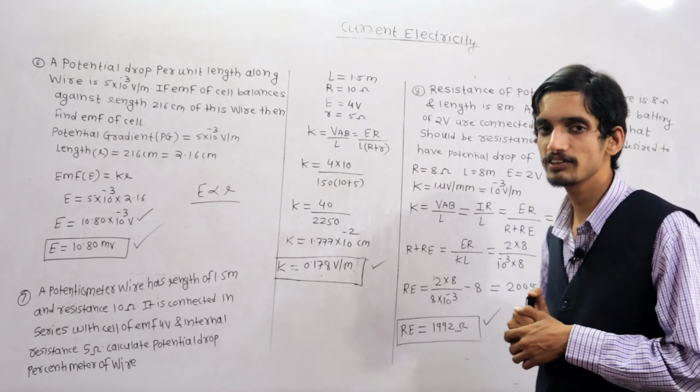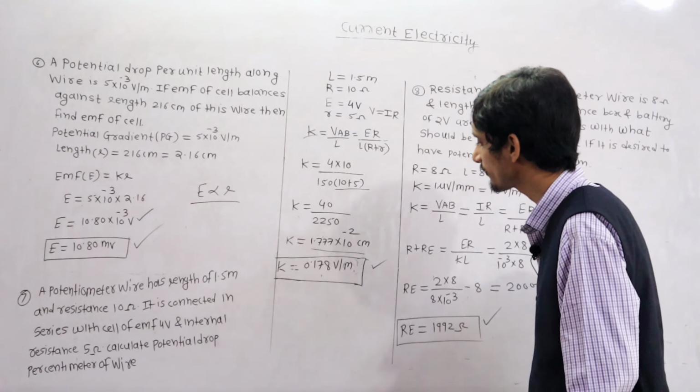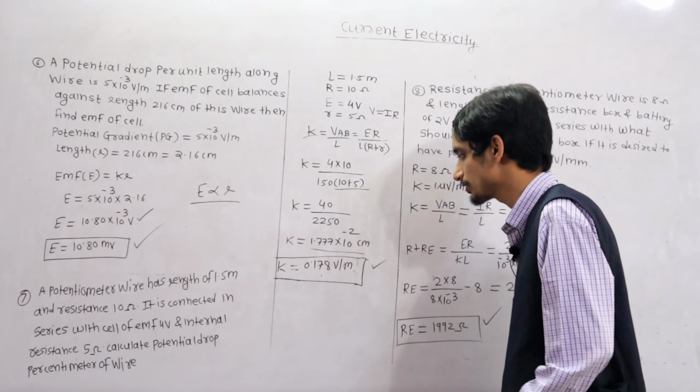So potential gradient K is equal to VAB by L, but VAB is nothing but I into R, and I is nothing but E by R plus r. So if you substitute here, K is equal to E into R upon L into bracket capital R plus small r. So K is equal to, now listen, E is 4, R is 10 upon L is 150 into bracket 10 plus 5. The 10, why? Because capital R is 10 and small r is 5. So K is equal to 40 upon 2250. So K is equal to 1.777 into 10 raised to minus 2 per centimeter.